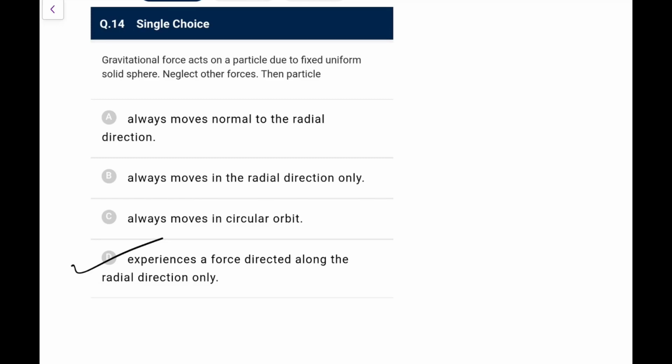It will experience a force along the radial because the field is radial. So the force would be radial, while the motion will be normal to the field or not. That will depend only on the initial state of the particle.